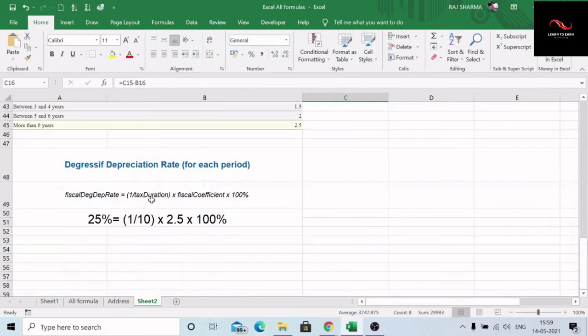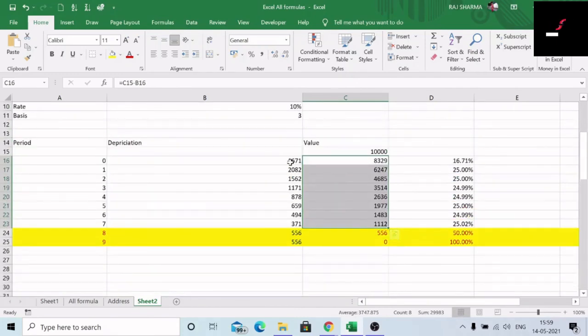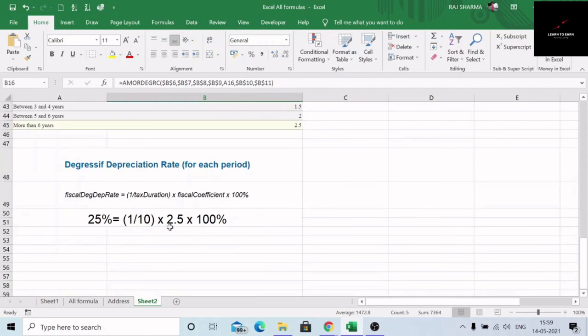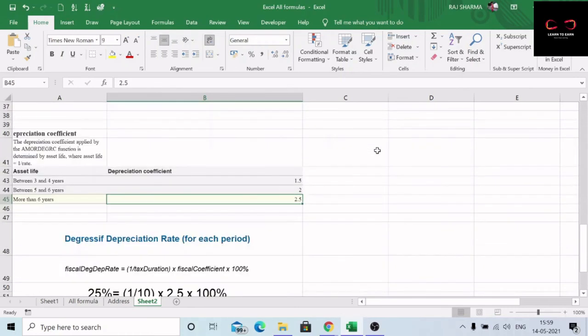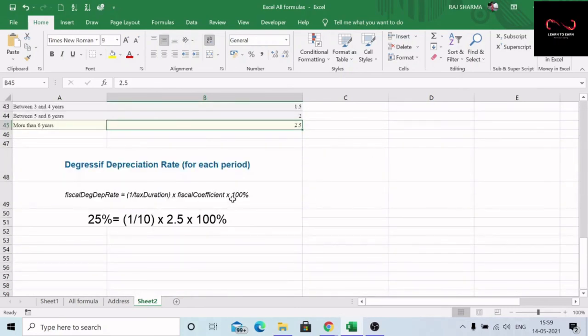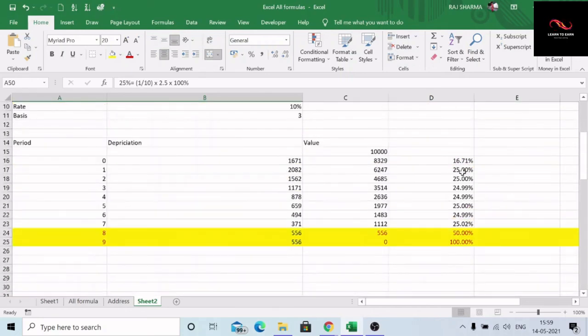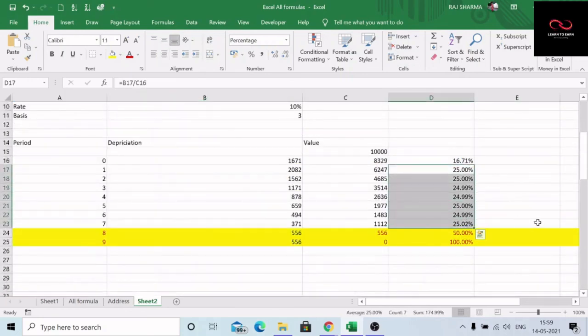So 1 by tax duration. Now what is this tax duration? In certain geographies what happens, the tax system allows that instead of providing for the tax during the entire year, you can provide it for, let us say, initially 4 years, 5 years. So that will be the tax duration. So here in this case we are taking the entire duration, 10, then the fiscal coefficient is 2.5 and multiplied by 100. So it gives me my 25% depreciation rate, which has been provided for in this case.